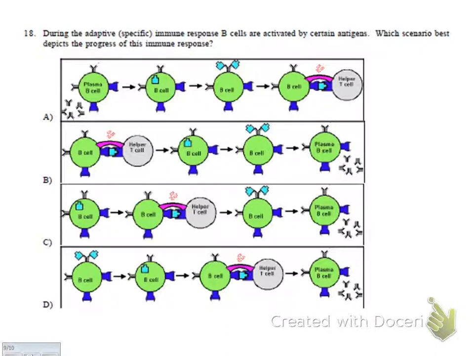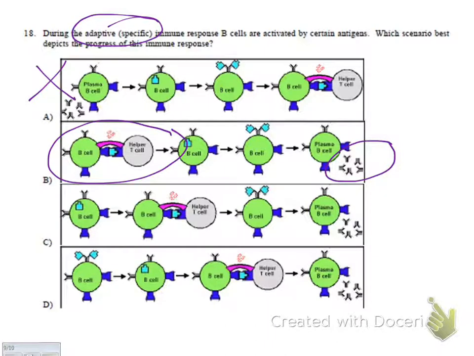Okay, so looking at this picture, you're trying to see which order would be best for the adaptive or the specific immune response. And I knew right off the bat the helper T cell and the B cell want to connect so that the B cell makes antibodies. So A is the worst choice because this helper T cell is way at the end. It's like it's perfectly backwards.